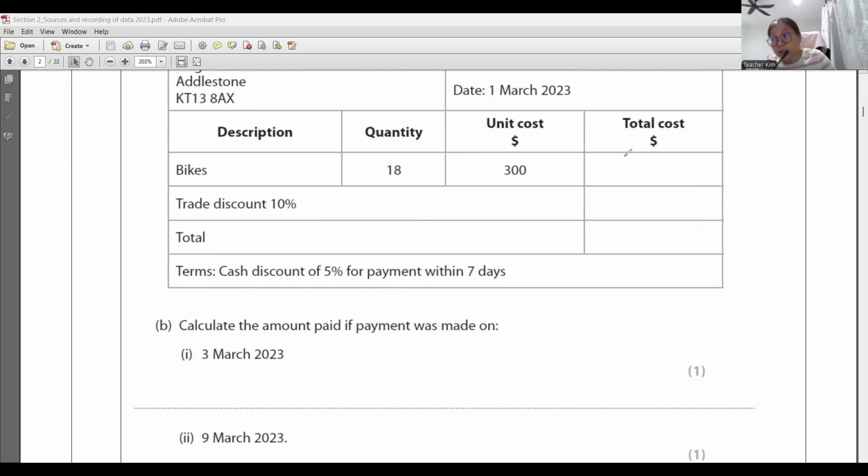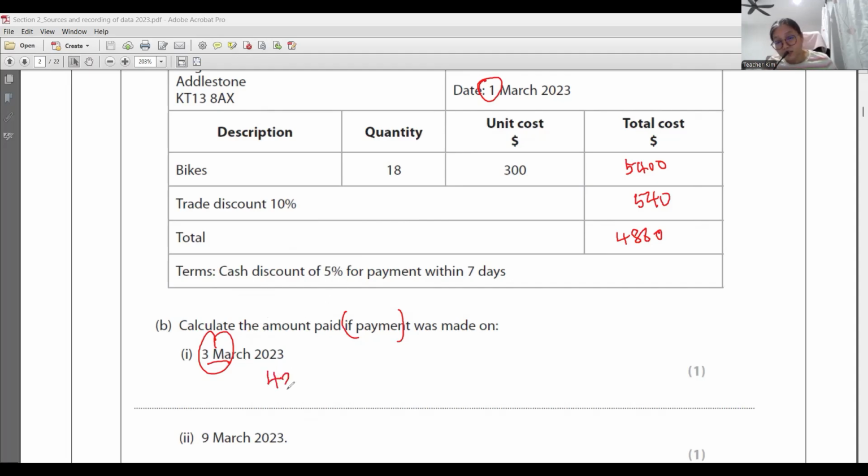So let's put back the information first. Okay, 10%, and then the amount is 4,860. Calculate the amount paid if payment is made on the 3rd. From the 1st to the 3rd, 3 days. So the customer can enjoy the discount 5%. So how much do they need to pay?